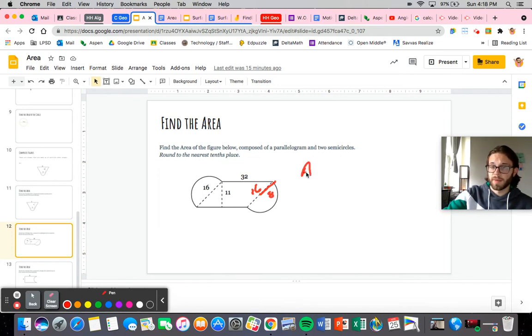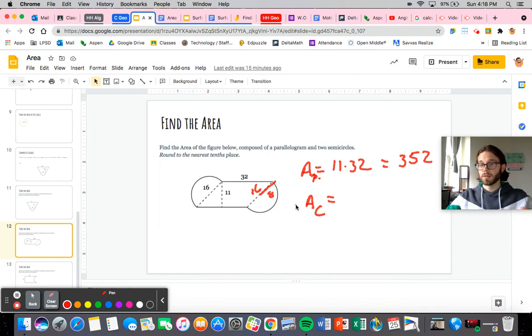Okay, so let's find the area of the parallelogram. That is 11 times 32. What is 11 times 32? That is 352. The area of the circle, remember, because there are 2 semicircles and they are the same, that just makes one whole circle, right? 2 halves of a circle make one circle. So you have 8 squared times pi, which is 64 pi.